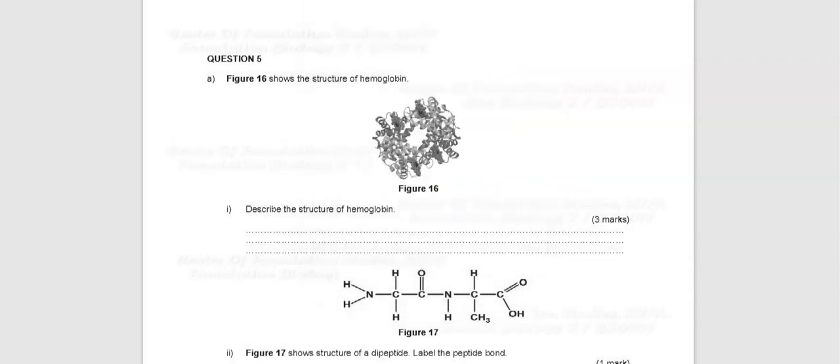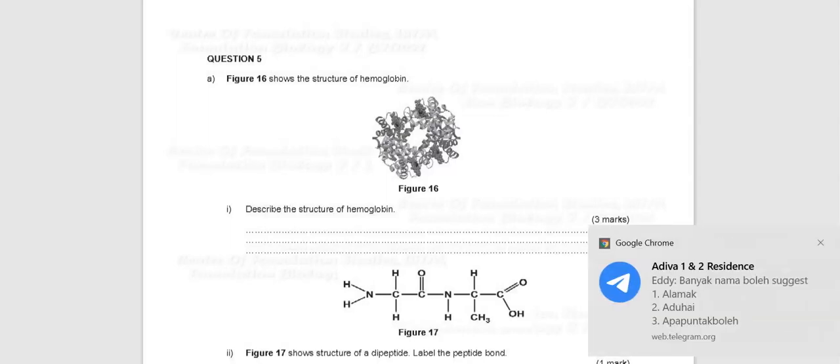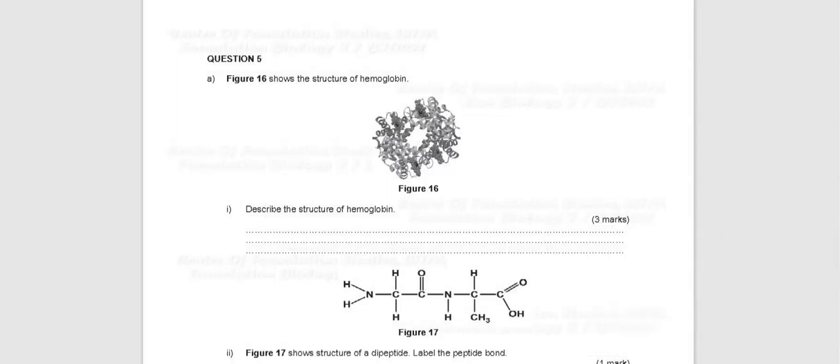Question 5 shows you figure 16, which is the structure of a hemoglobin. Hemoglobin is a pigment that is found in red blood cells. One red blood cell can contain hundreds of thousands of hemoglobin, where each hemoglobin will bind to oxygen molecules. One hemoglobin will bind to 4 molecules of oxygen.